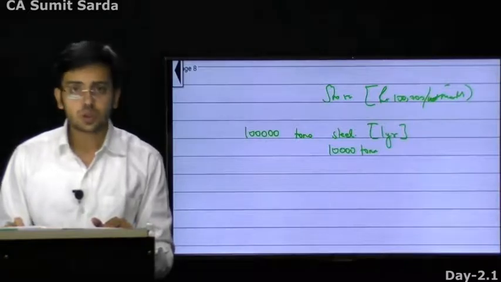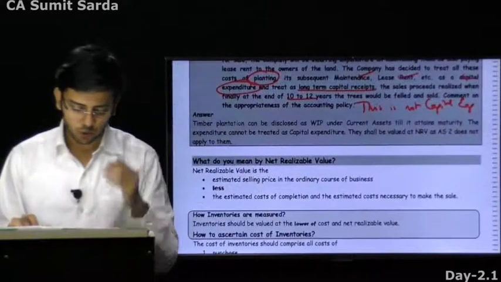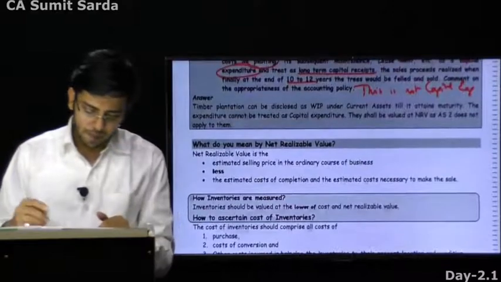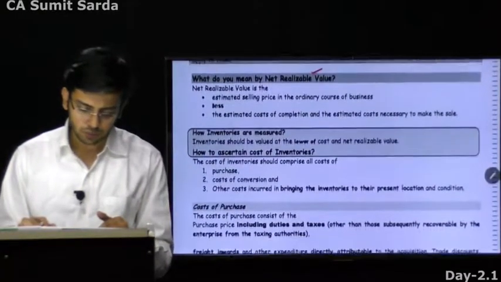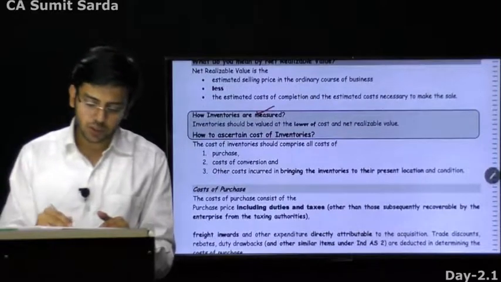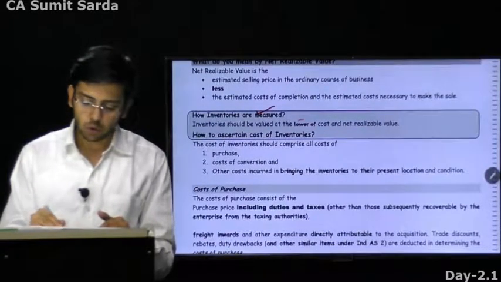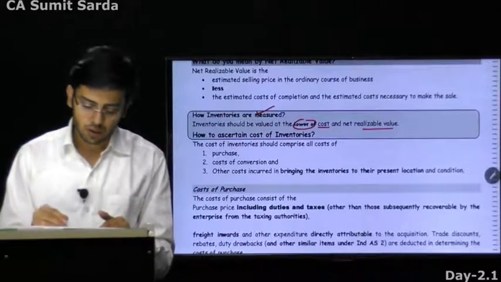So I hope exclusions are clear till this point. So we'll look at the notes. What do you mean by net realizable value? We haven't discussed this part till now. How do you measure the inventory? You measure the inventory at lower of cost or NRV.